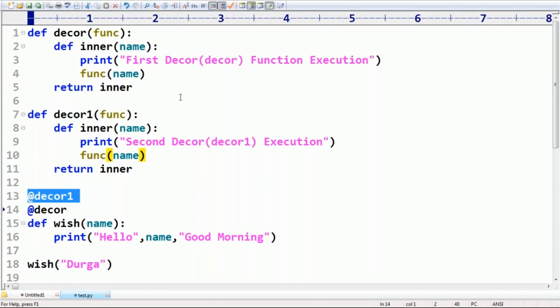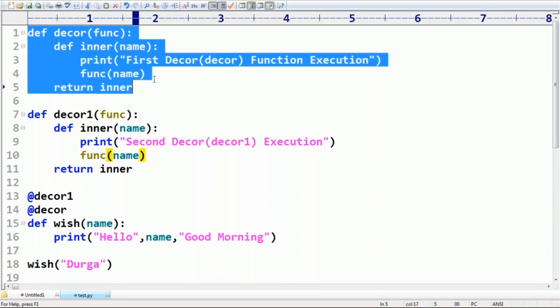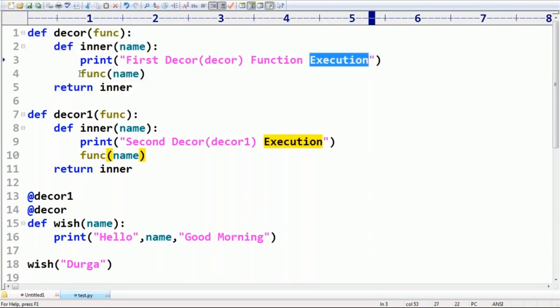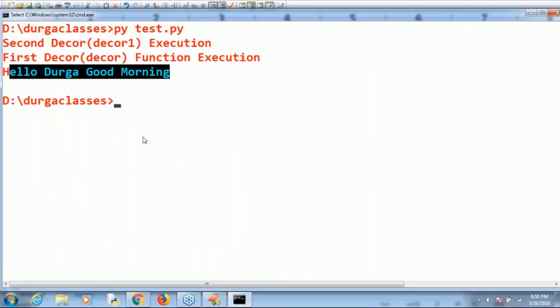Is the behavior changing, or is it fixed behavior? Let me cross check. This decor is going to be executed: first decor function execution. Now it is going to consider that function decor, so this is the second decor function execution. Let me cross check. Which method must be called two times, but it's called only once?